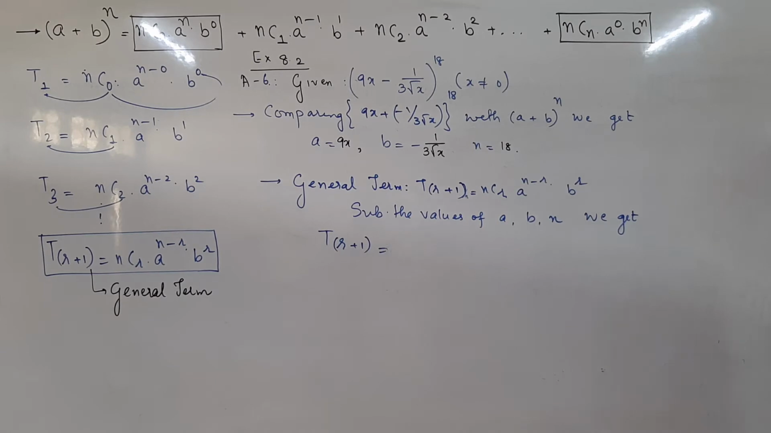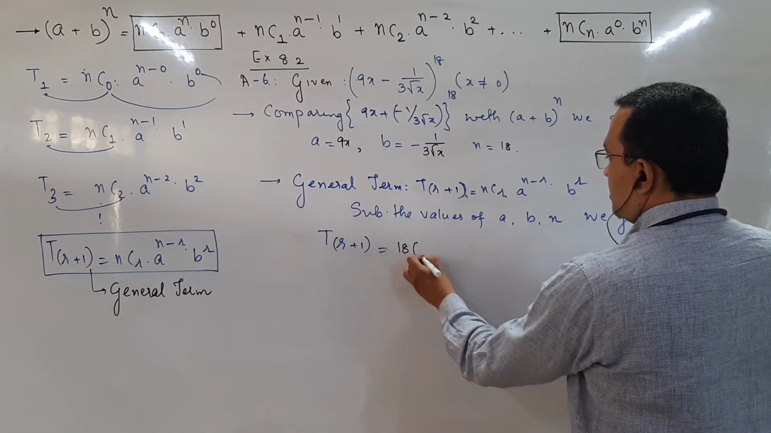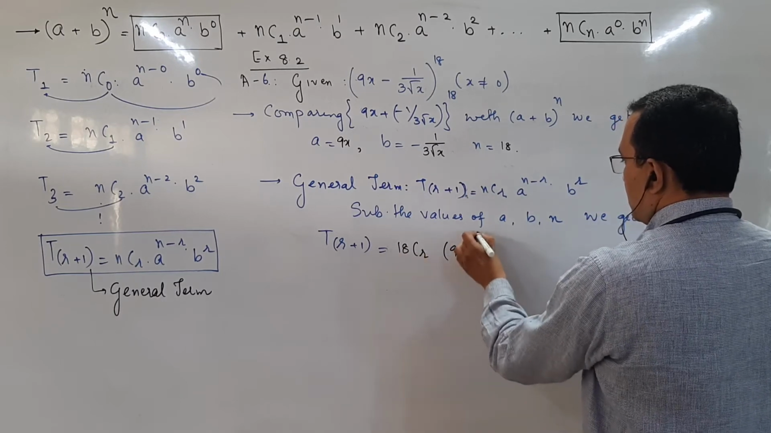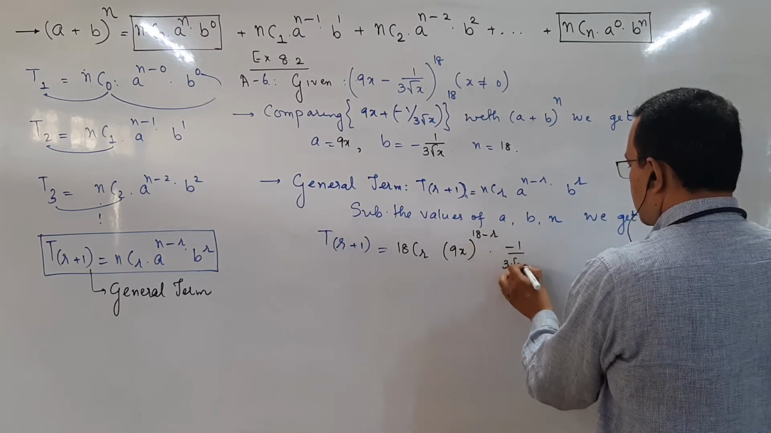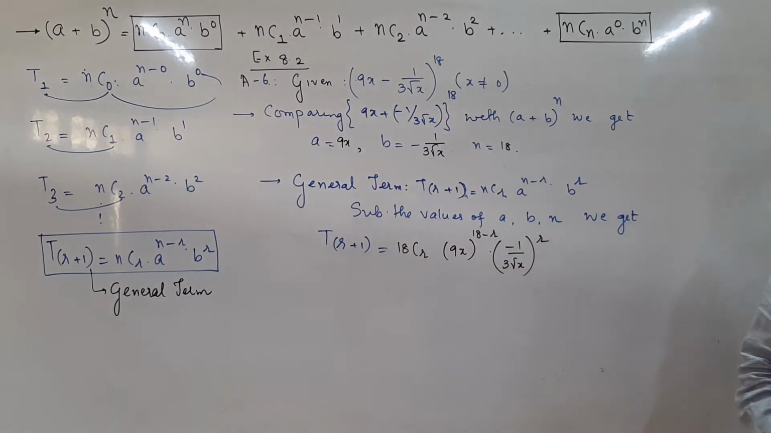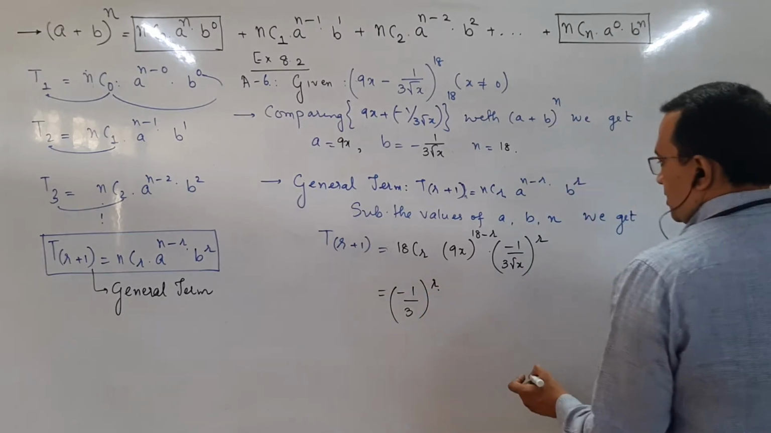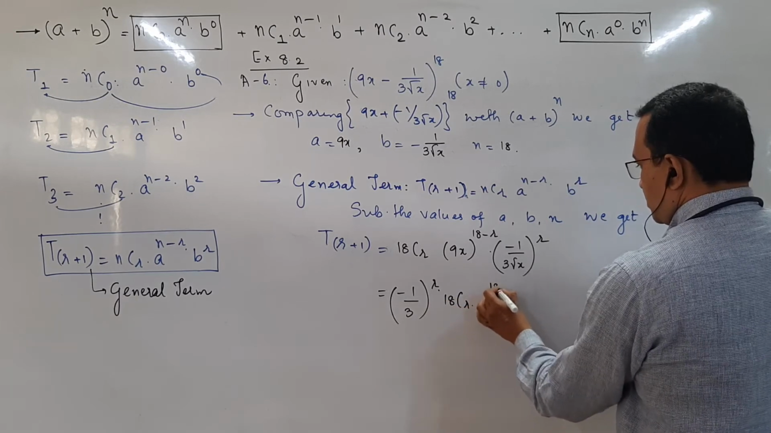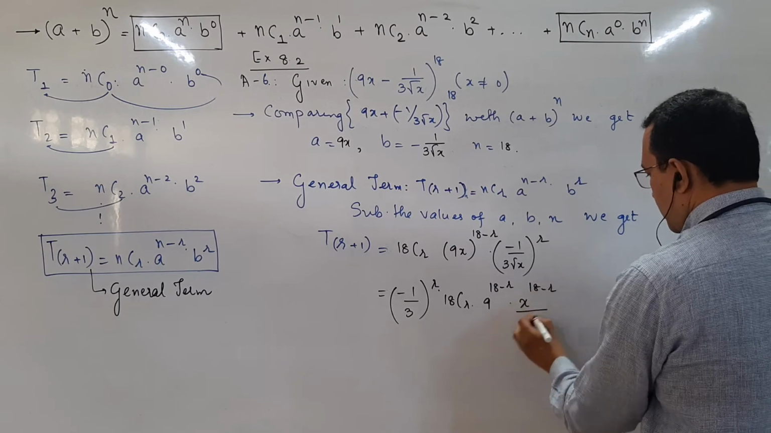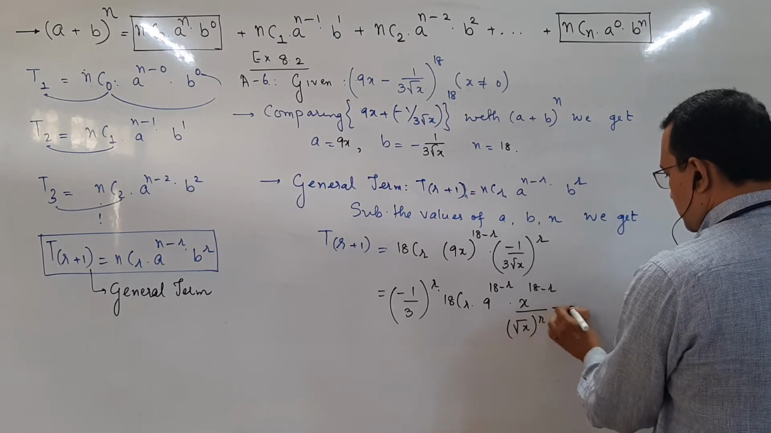So first of all we have to write the general term. So this becomes 18Cr, a is 9x raised to 18 minus r, b is minus 1 by 3 root x raised to r. Students, your fundamentals of power and indices must be very clear, otherwise you are bound to make a mistake. Simplify, I will get minus 1 by 3 raised to r, 18Cr as it is, 9 raised to 18 minus r, x raised to 18 minus r upon root x raised to r. So this is result 1.